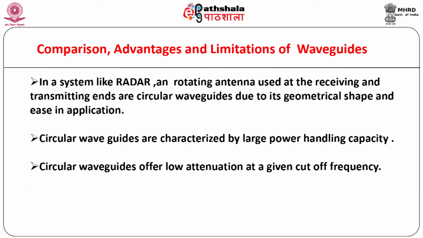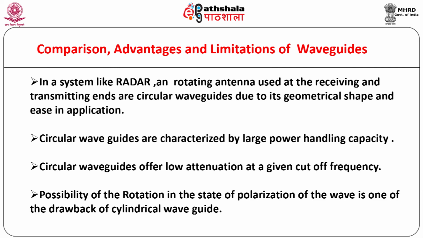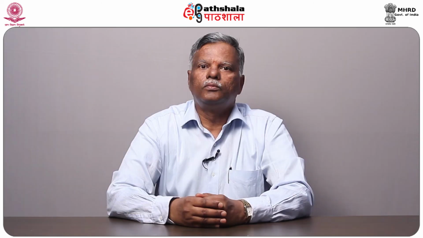We need to adjust only one geometrical parameter, namely radius, in circular waveguides as against two parameters, namely width and height, in the case of rectangular waveguides. Possibility of the rotation in the state of polarization of the wave is one of the drawbacks of cylindrical waveguides.